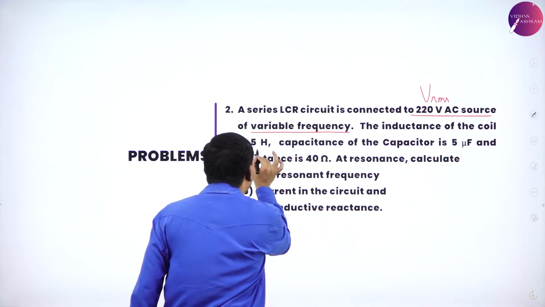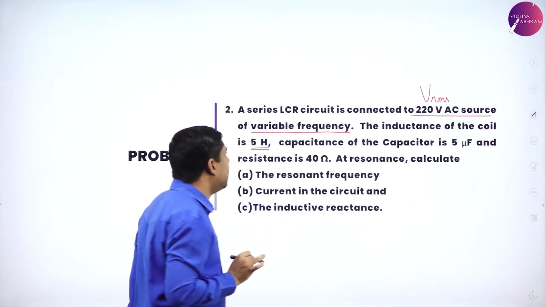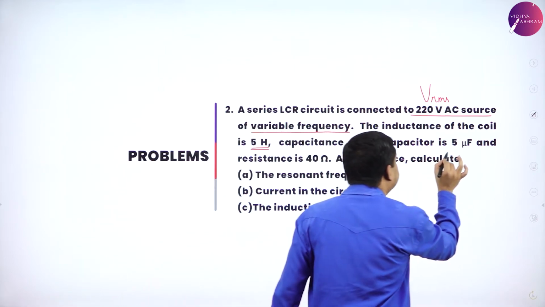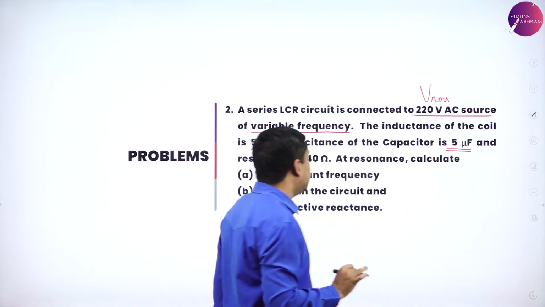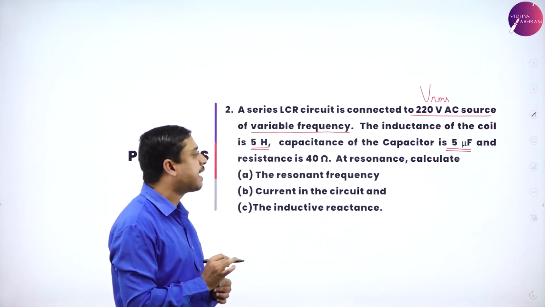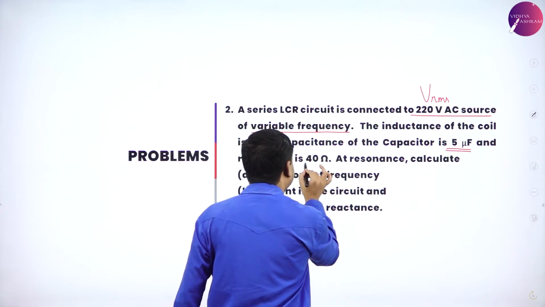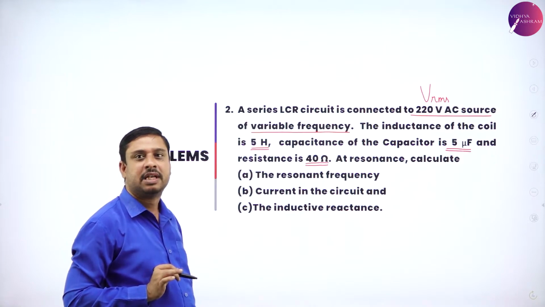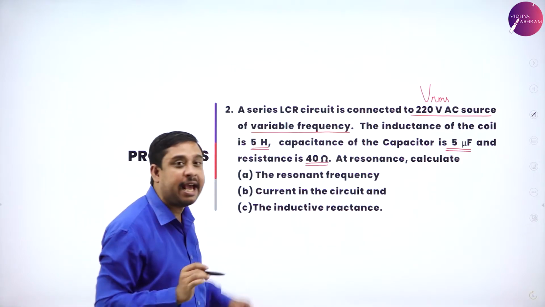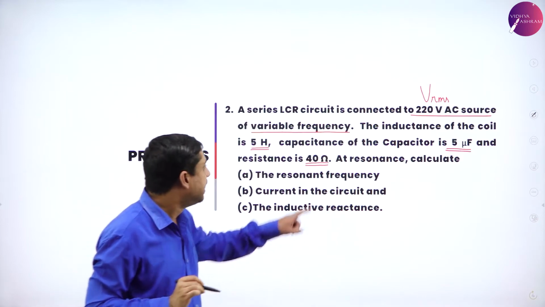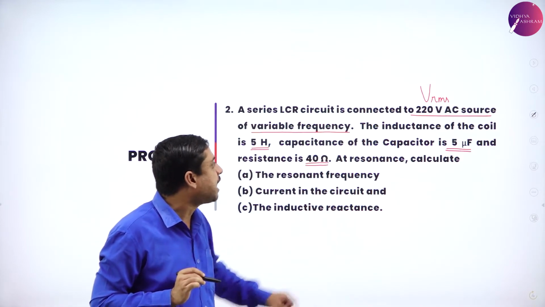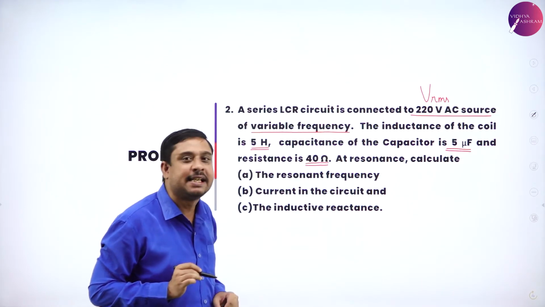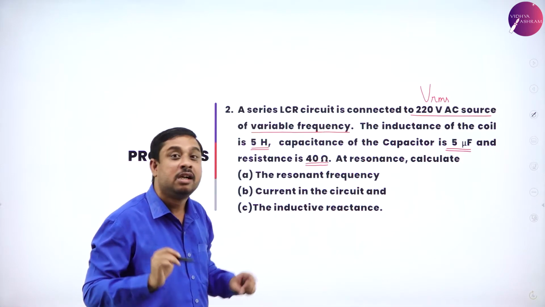The inductance of the coil is 5 Henry. The capacitance of the coil is 5 microfarad. And resistance is 40 ohms. Inductance ಎಷ್ಟು ಕೊಟ್ಟಿದ್ದಾರೆ? 5 Henry. Capacitance ಎಷ್ಟು ಕೊಟ್ಟಿದ್ದಾರೆ? 5 microfarad. Resistance ಎಷ್ಟಿದೆ? 40 ohms.